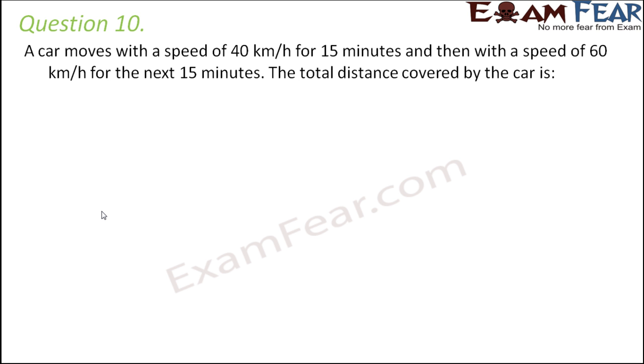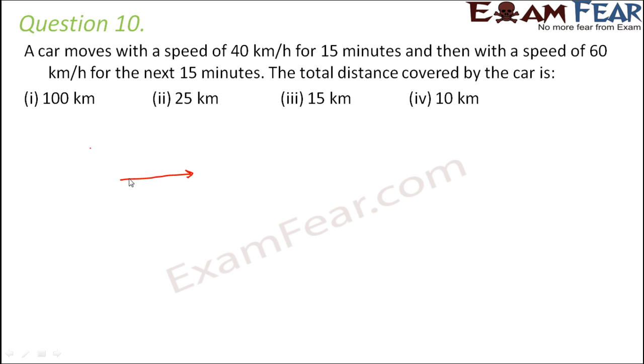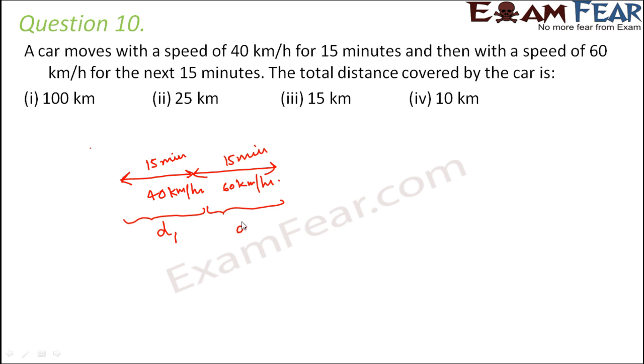Question number 10. A car moves with a speed of 40 kilometers per hour for 15 minutes, and then with a speed of 60 kilometers per hour for the next 15 minutes. So the total distance covered by the car is... As per this question, for the first 15 minutes, the car moves with a speed of 40 kilometers per hour. The next 15 minutes, it moves with a speed of 60 kilometers per hour. So we have to find out the total distance. Let's say that for the first 15 minutes, the distance traveled is d1. For the next 15 minutes, the distance traveled is d2. So we have to find out d1 and d2 and then add them together to find the total distance.